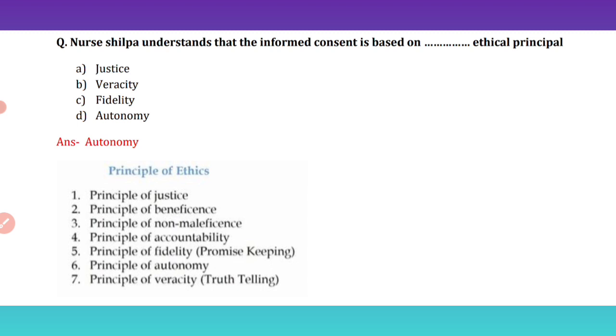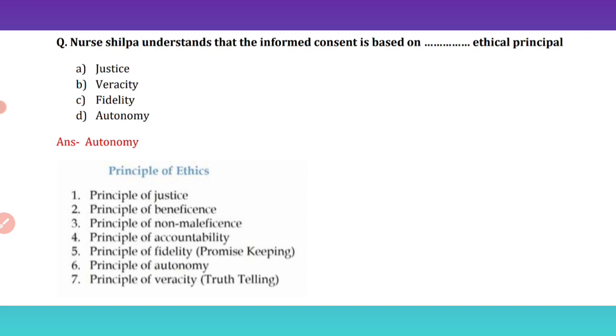Autonomy means you should allow the patient to take the decision. That's why before doing any kind of procedure, we should inform each and every step of the procedure to the patient. And we should get the informed consent signature, because it is up to the patient's decision whether the patient has to undergo this procedure or not, whether the patient can take the medication or not. It is up to them. We have given adequate freedom to the patient to take decisions. Understand?